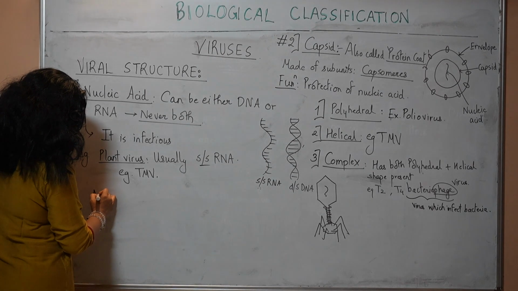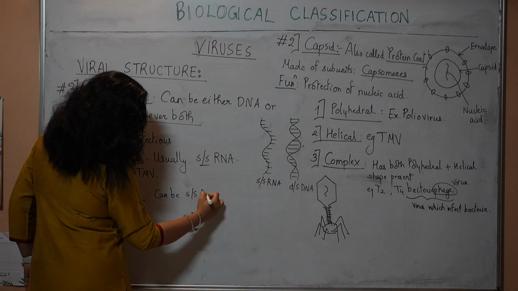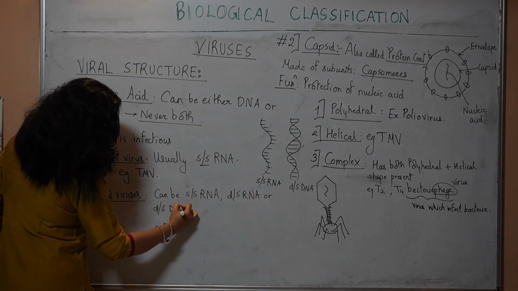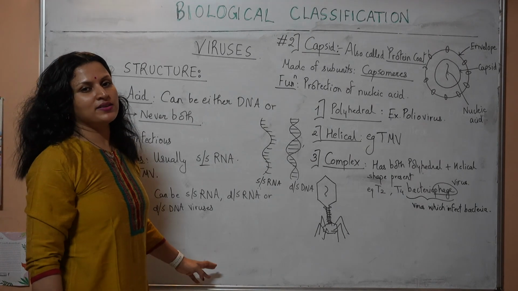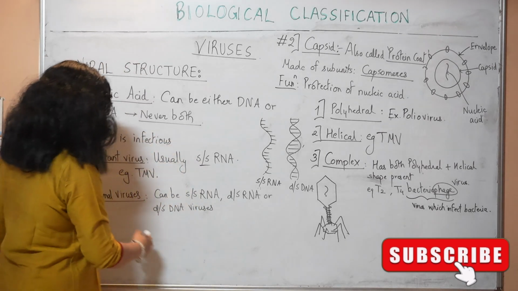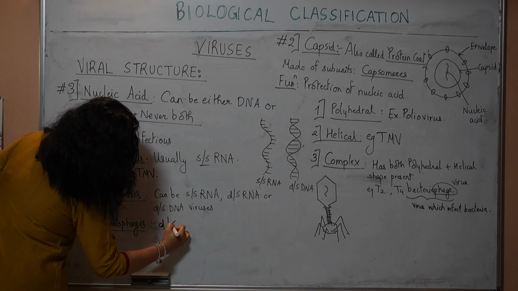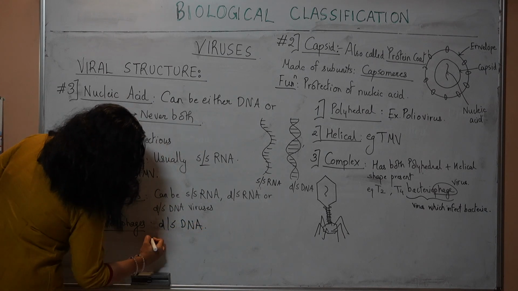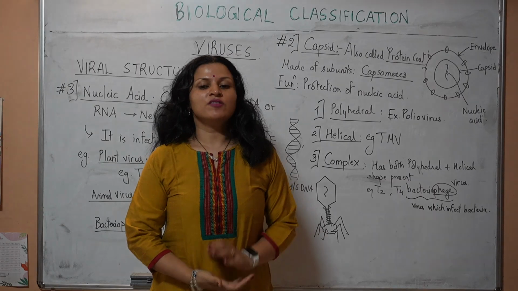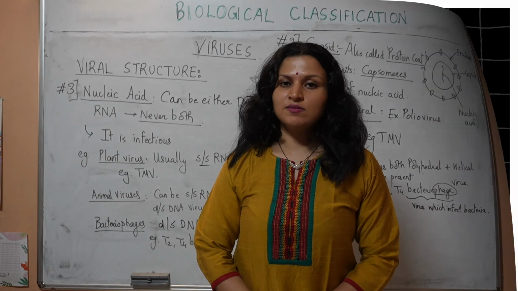Next, animal viruses. Animal viruses can be single-stranded RNA, double-stranded RNA, or double-stranded DNA viruses. For example, herpes virus is a double-stranded DNA virus. Anyway, an example is not cited for this one. Bacteriophages: double-stranded DNA. Okay, example T2, T4 bacteriophage. So that was all about the viral structure. Next we move on to some viral diseases and their symptoms.